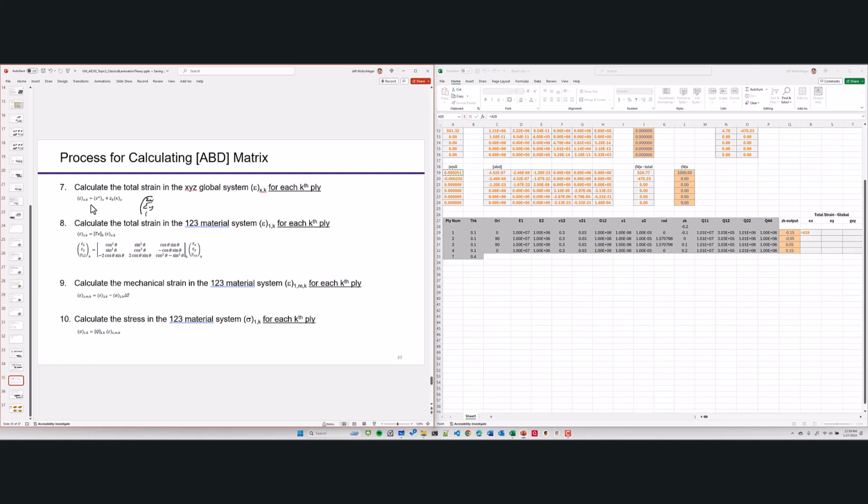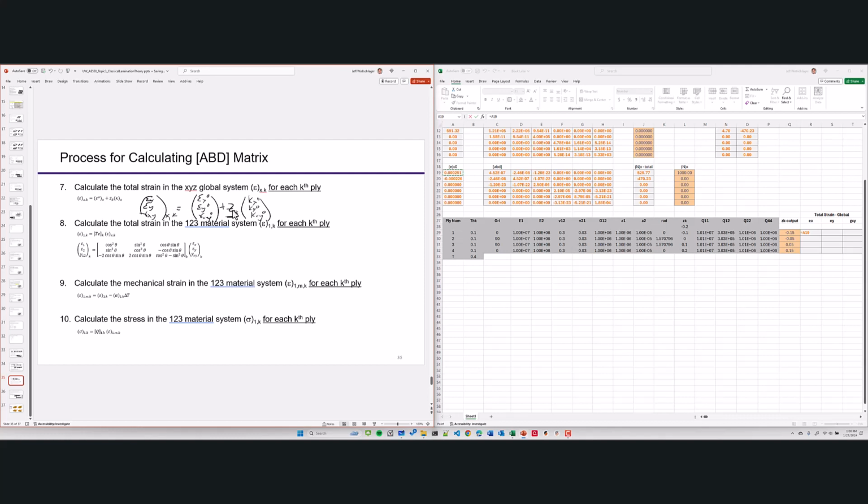So if I got EX, EY, gamma XY in the X coordinate system for the kth ply, it is equal to EX naught, EY naught, gamma XY naught, plus z of some z in the kth ply times kappa X, kappa Y, kappa XY. And you can put the knots on here if you want, just to say that these are midplane strains. And I'm now getting it in every ply, and where I get it through every ply is through this zk. So you just sum this up. The first one is EX naught plus z times kappa naught.